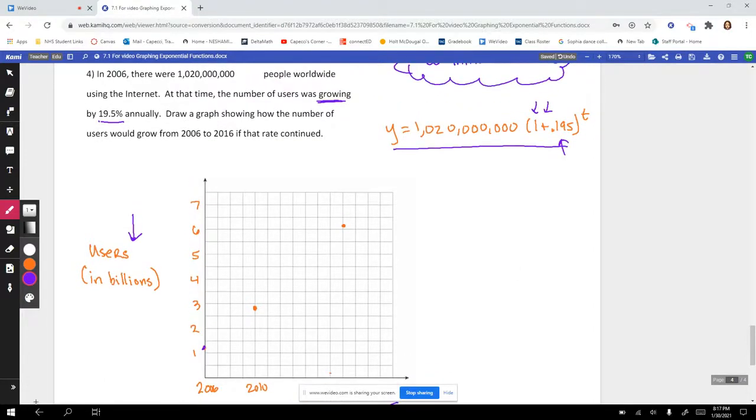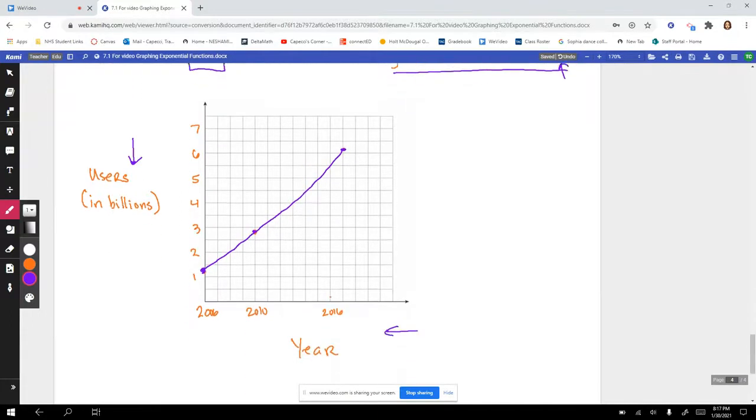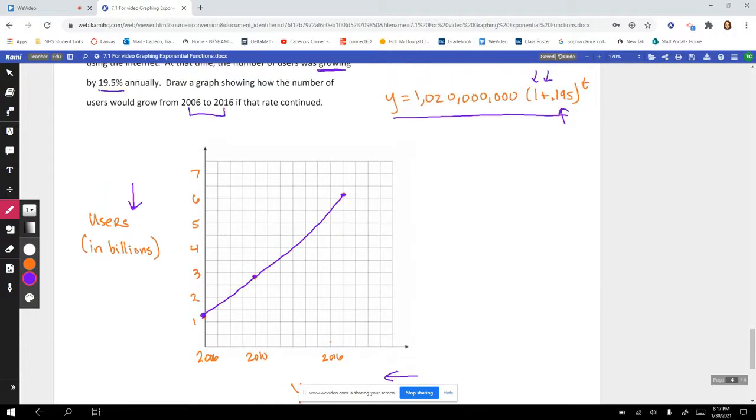Now it's just asking for this particular range. So I am going to see a little bit of an exponential growth here. I'm not going to put an arrow on the end because they're not asking for a continuous function. They're just asking between that time period. So there you can see that the number of users is definitely jumping exponentially within that time frame.